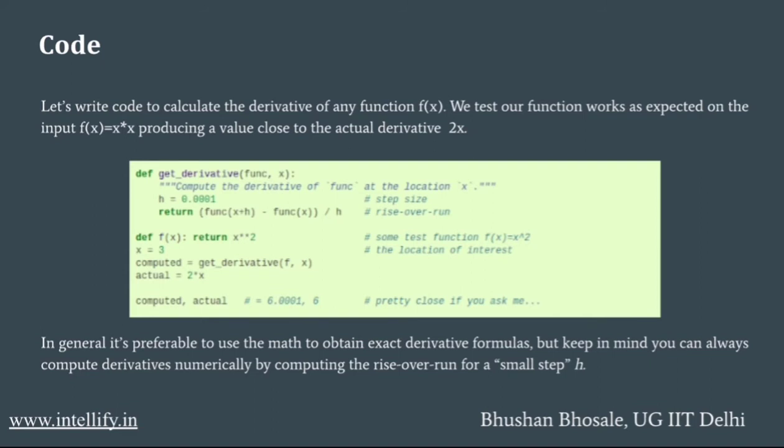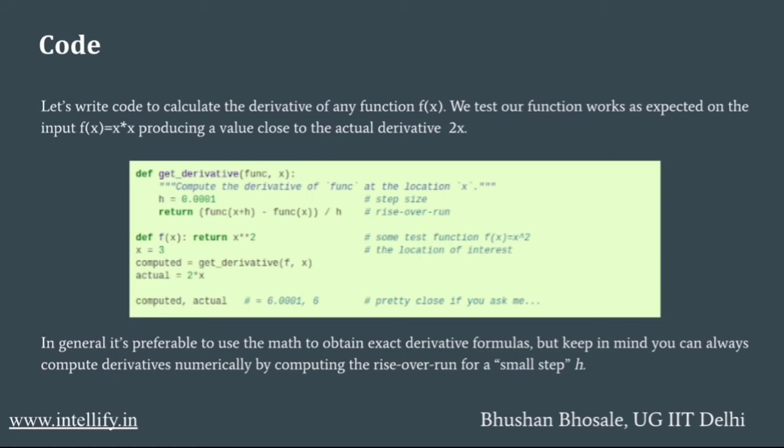We need to pass the code in order for the computer to understand how to get the derivative of a function. So let us write code to calculate the derivative of any function. For our testing, we would use the function f of x equal to x square, whose derivative we know is 2x. So let us see if our computer gets close to the derivative 2x. Now we actually code in Python. So def get_derivative(function, x). The function and x are parameters and get_derivative is a function.